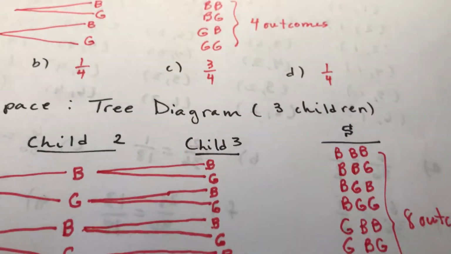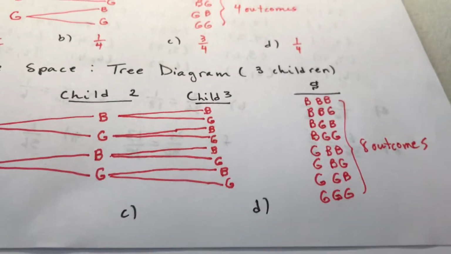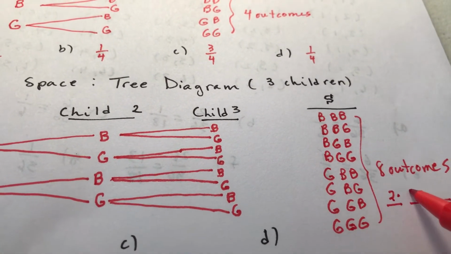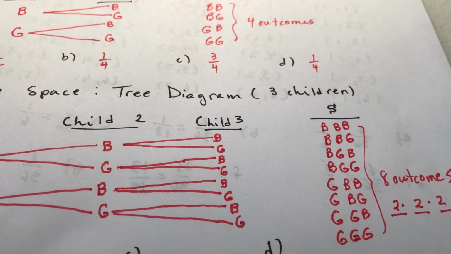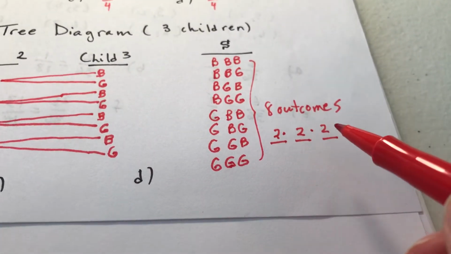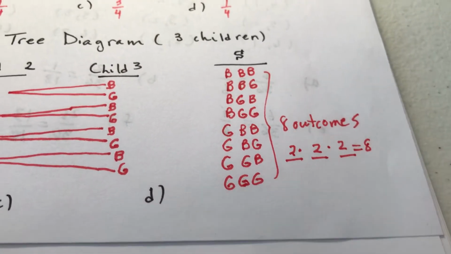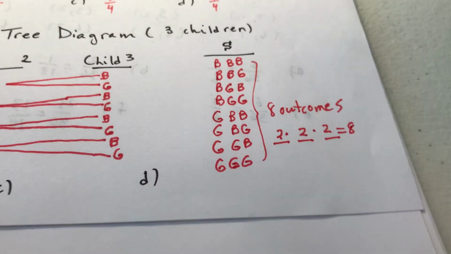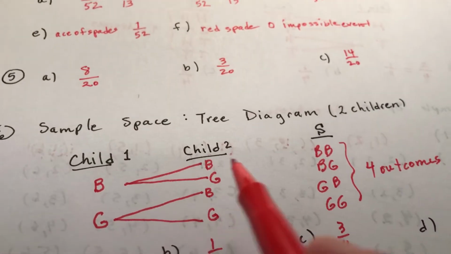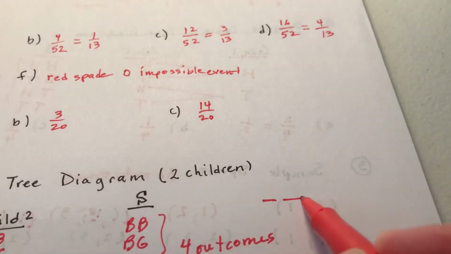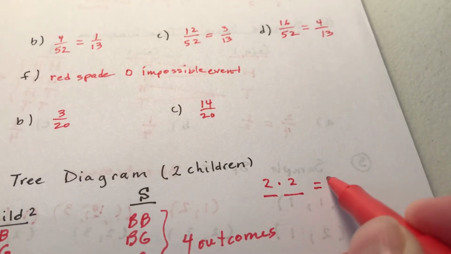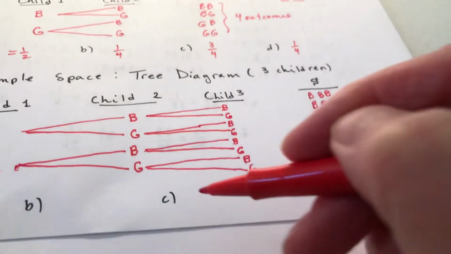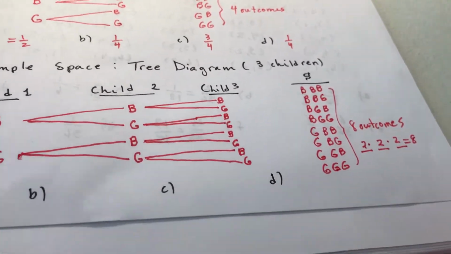Now, if we were doing this with the multiplication principle, we would have the 3 children, 1, 2, 3. There are 2 choices for the first, 2 choices for the second, and 2 choices for the third, which gives 2 times 2 times 2. So that gives you 8 outcomes. So it does match our multiplication principle. And when we were doing 2 children, that would be 2 times 2, and there are 4 outcomes by the multiplication principle. But this is so much more fun to make a tree.